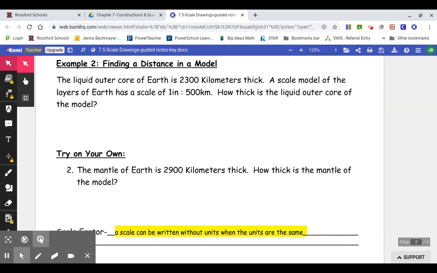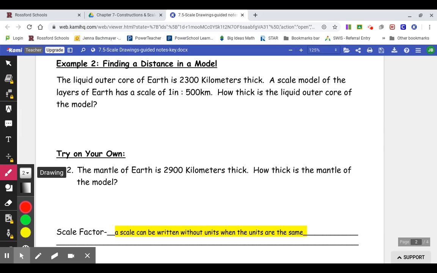Okay, let's look at example 2, finding a distance in a model. So we are talking about the outer core of the Earth, the liquid outer core. The liquid outer core is 2,300 kilometers thick. A scale model of the layers of the Earth has a scale of 1 inch representing 500 kilometers. How thick is the liquid outer core of the model? So as we're making this, if this is the actual thickness of that layer, and this is our ratio, what is the thickness that we're going to have to use when we create our model? That's what we're looking for.